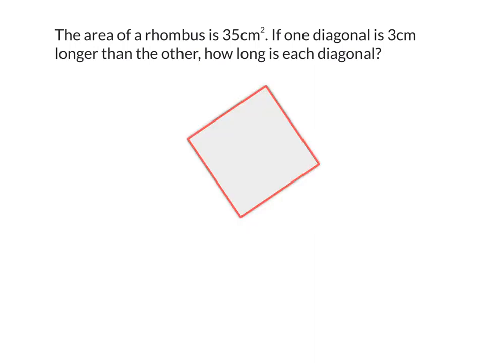A rhombus is a type of kite. Remember, it has all four sides equal. Remember, the area of a rhombus or kite doesn't depend on these side lengths. We don't even need to know them. It only depends on the two diagonals here. So we have one diagonal and another diagonal. When we find the area, we multiply these two diagonals together and divide by 2.